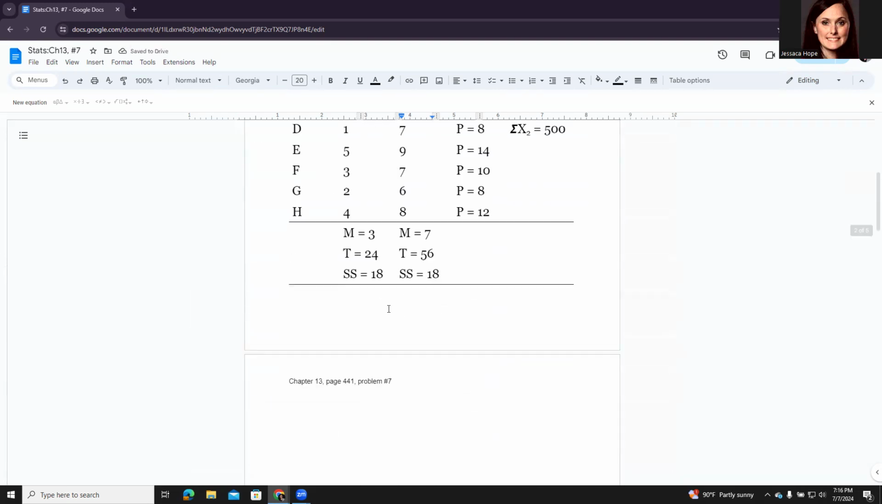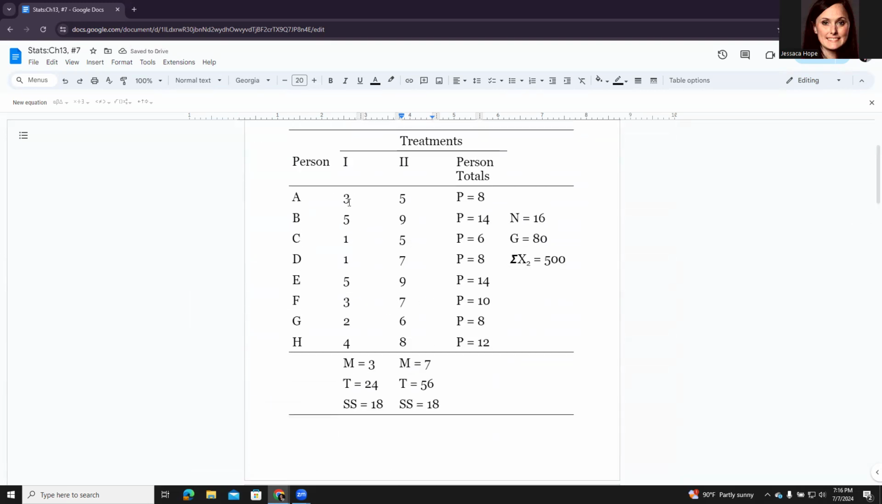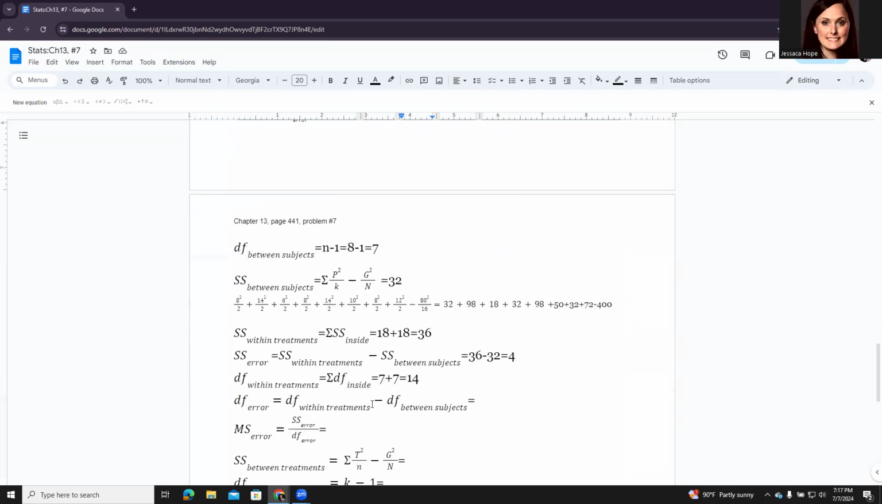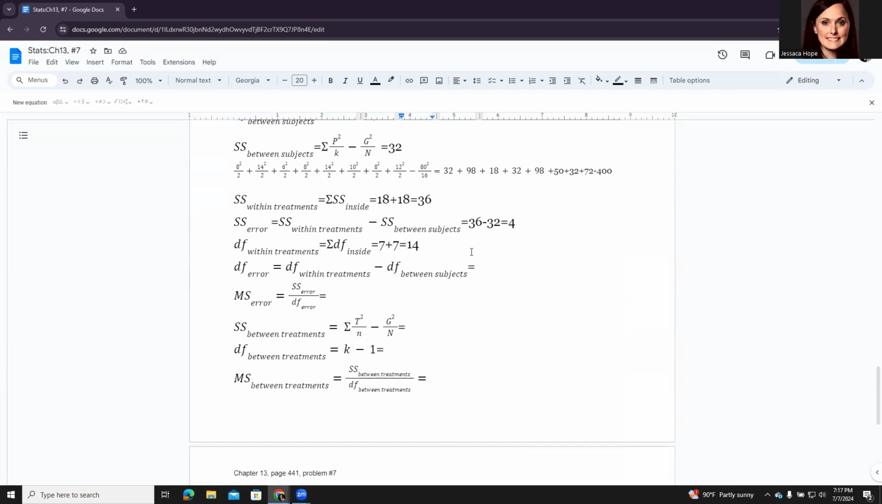Again, I'm going to go over that one more time because I think I confused it. So this is the small n. The number of scores in each treatment is small n. Degrees of freedom is n minus 1. Now, degrees of freedom, where did it go? Right here. So degrees of freedom within treatments is the summation of degrees of freedom inside. And that means you're going to add up in each treatment the degrees of freedom. So it's 7 because it's n minus 1 plus 7 for the second treatment, n minus 1.